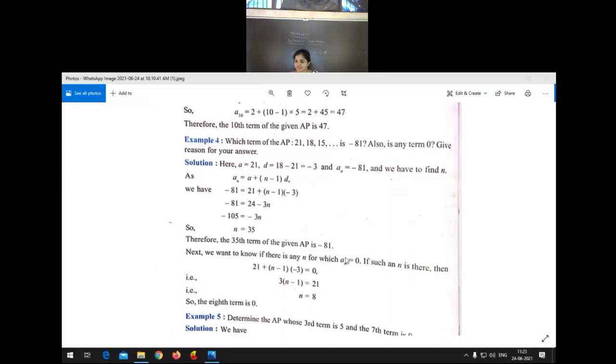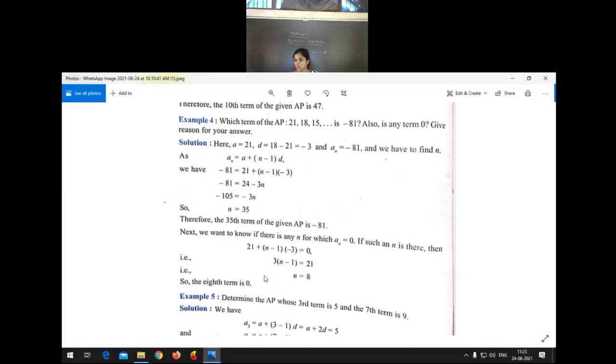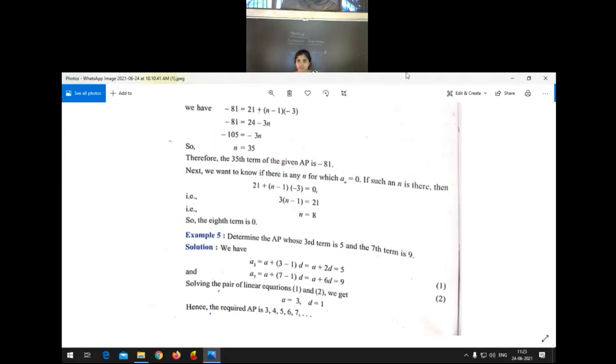Got the idea of this one, students? Yes, 21 here, substitution and all very simple, no? Minus 3 into n is minus 3n. Then minus 1 into minus 3 is plus 3. Just simplify that one, calculate n. n is equal to 8. So the 8th term is 0. Got the idea of this one, no? Yes.